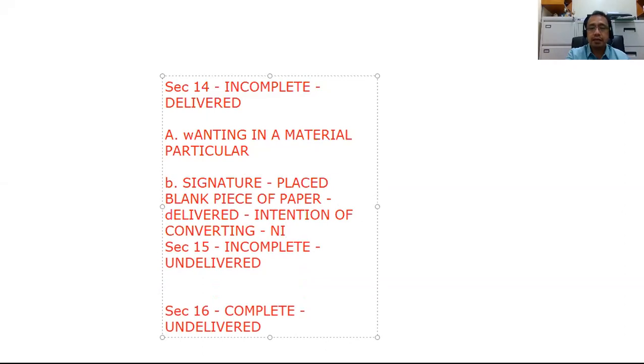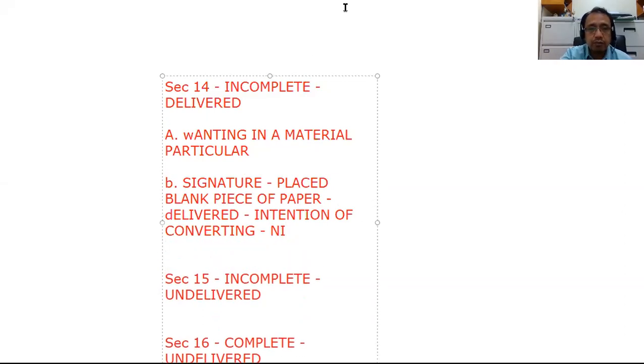Okay? So, ganyan. These are the two kinds of incomplete instruments. An instrument which is wanting in a material particular, and the other one is you affix your signature in a blank piece of paper, you deliver that blank piece of paper to another with the intention of converting it into a negotiable instrument. Okay? So, yun po yun. Now, going back to this one, wanting in a material particular.